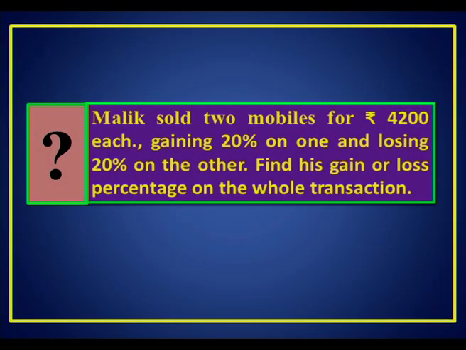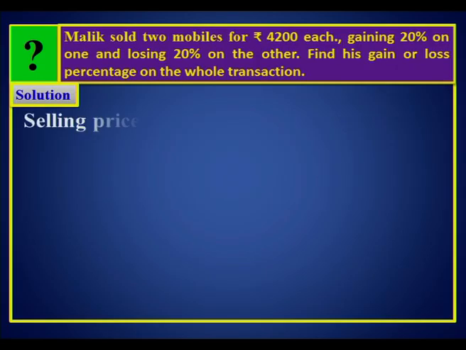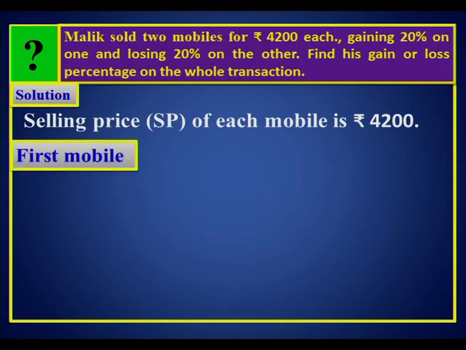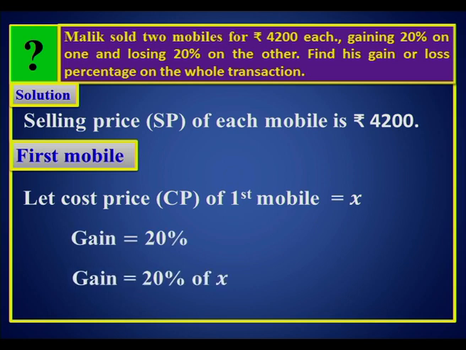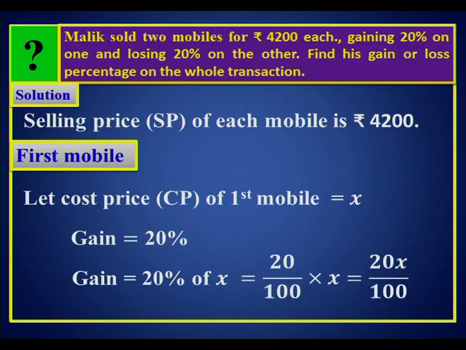Malik sold 2 mobiles for 4,200 rupees each, gaining 20% on one and losing 20% on the other. Find his gain or loss percentage on the whole transaction. Let us start with the solution. So, what is the selling price of each mobile, children? 4,200. Let us take the case of first mobile. So, cost price we do not know. So, we are assuming it as x and gain is given as 20%. So, gain is 20% of the cost price x, which is 20 by 100 into x. This is written as 20x by 100.